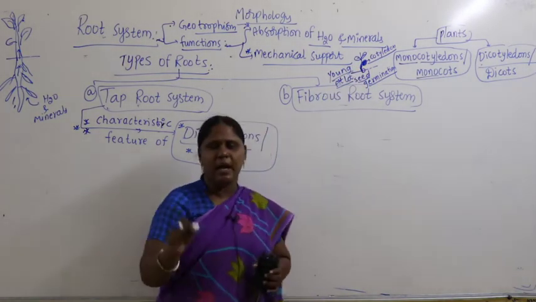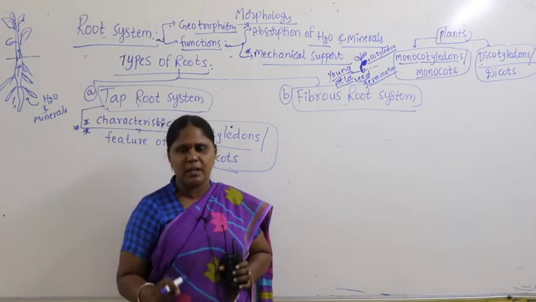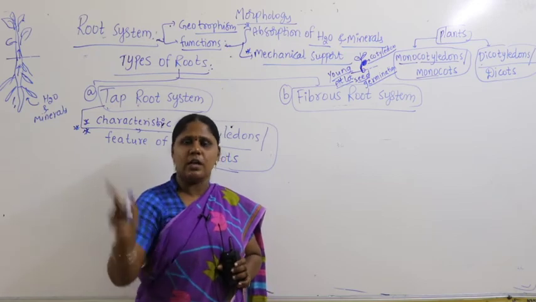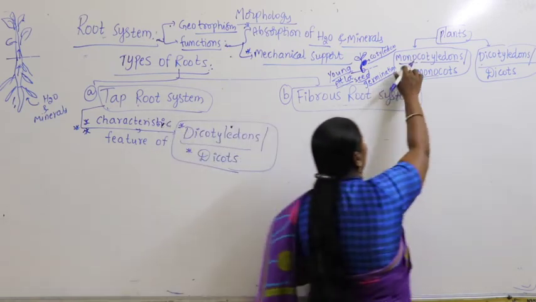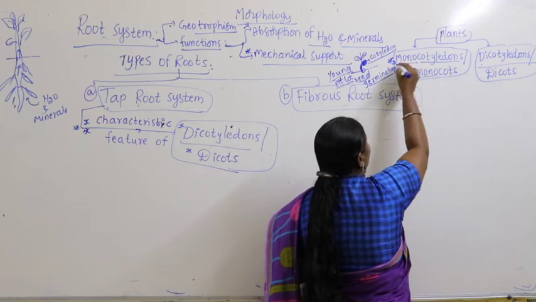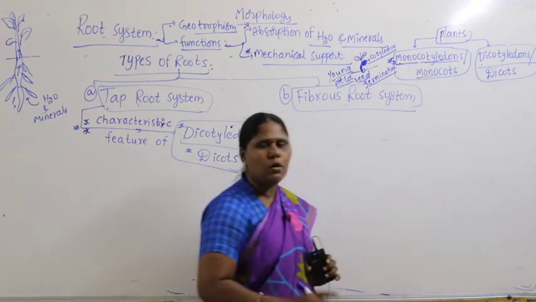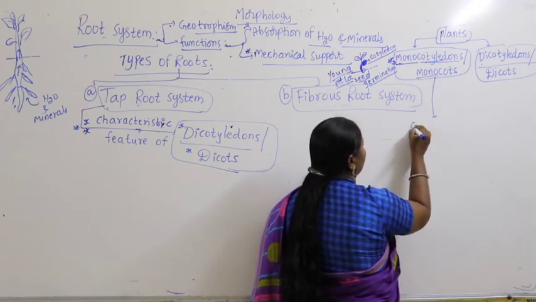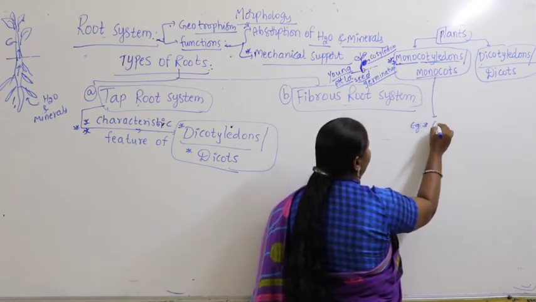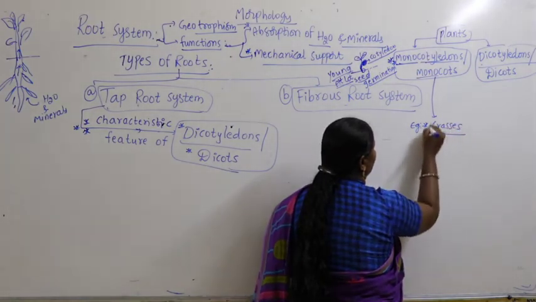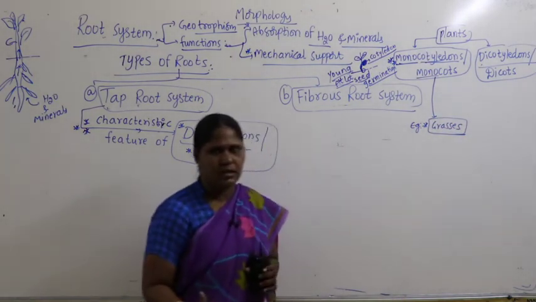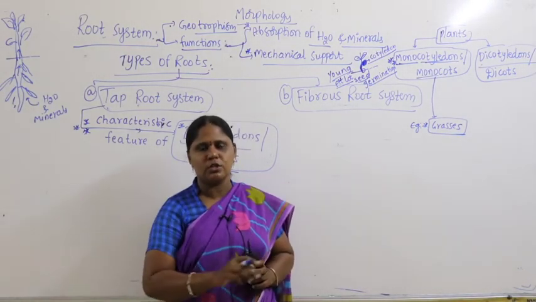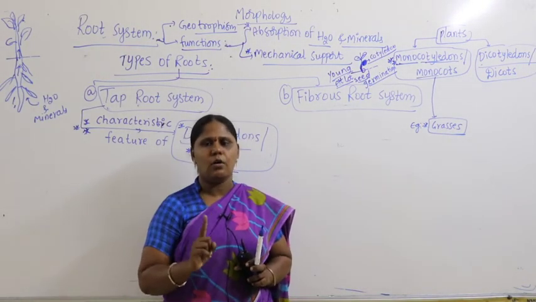Okay, then the plants at the time of seed germination produce only one cotyledon. They are called monocotyledons, or simply we call them monocots. What are they? Mostly, for example, if you take grasses. Grasses are monocots. If you see grasses at the time of germination, you can find only one cotyledon.